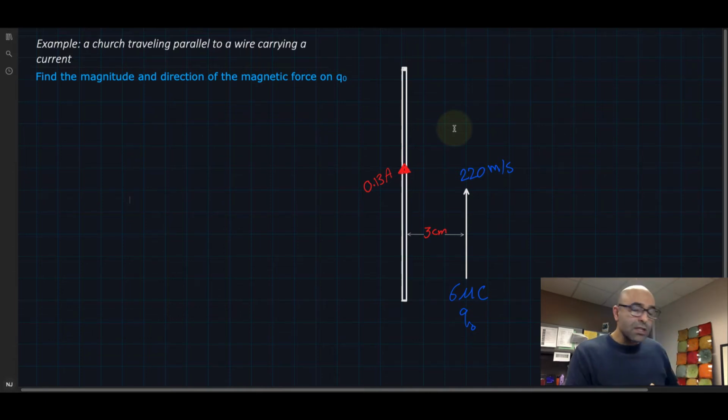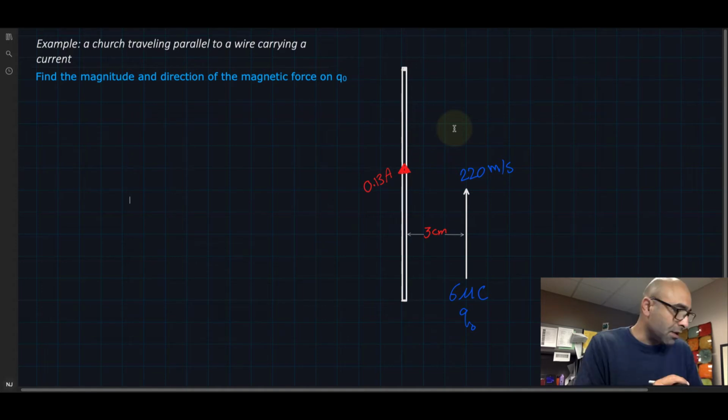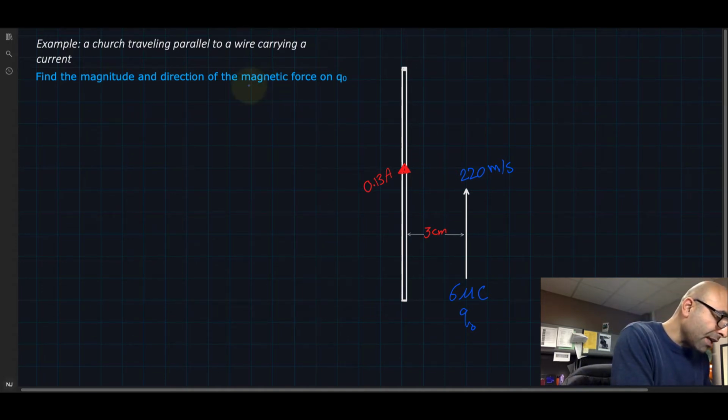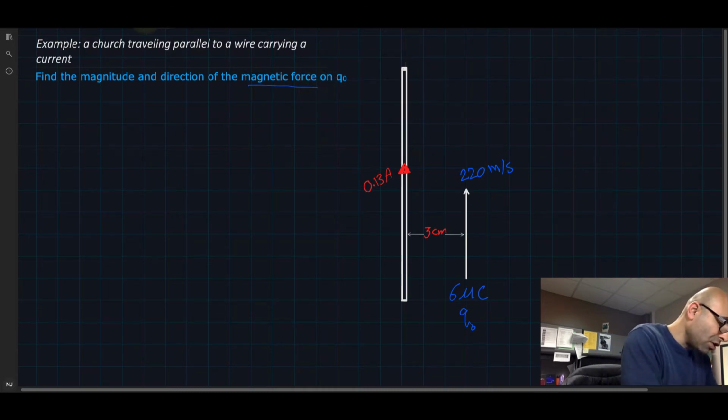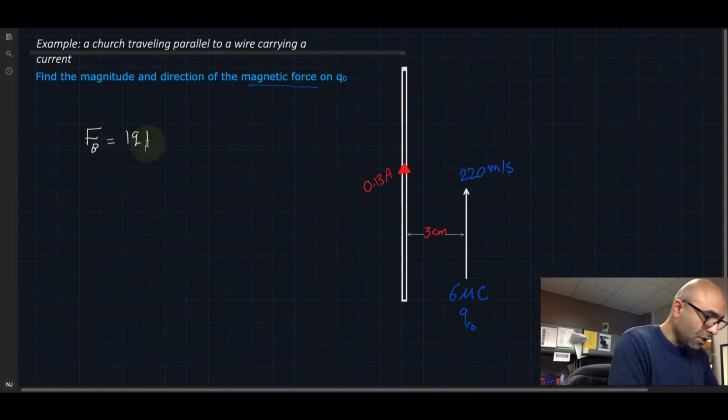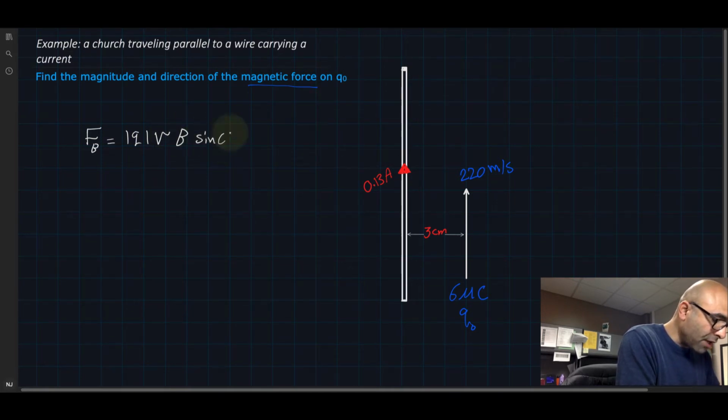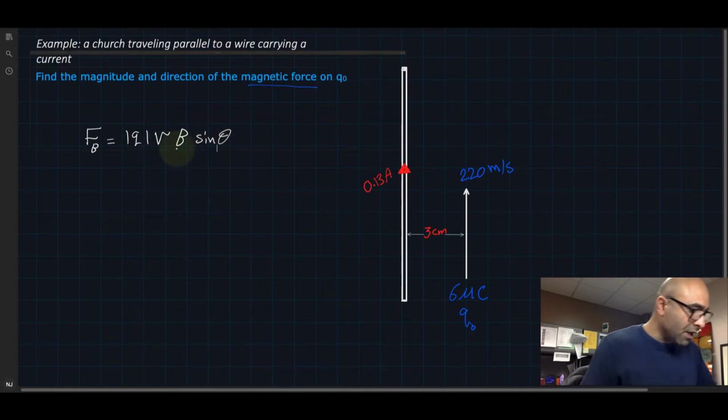Okay, so this is a good example because it involves many concepts. We need to find the magnetic force. The magnetic force on a traveling charge, we know, is equal to Q, the charge, times the velocity of the charge times the magnetic field times sine theta, where theta is the angle between the direction of the velocity and the direction of the magnetic field.